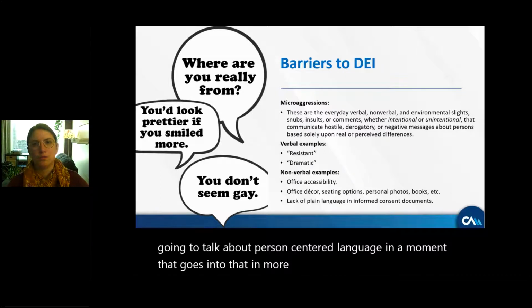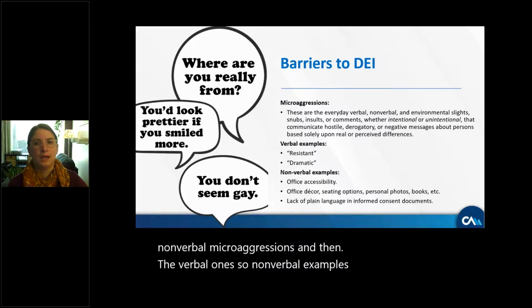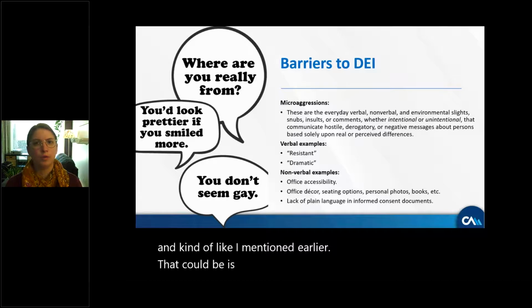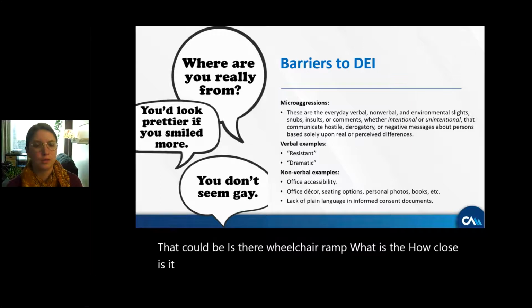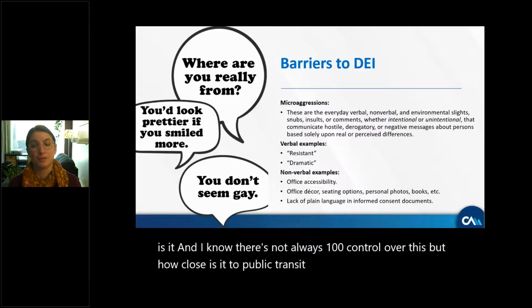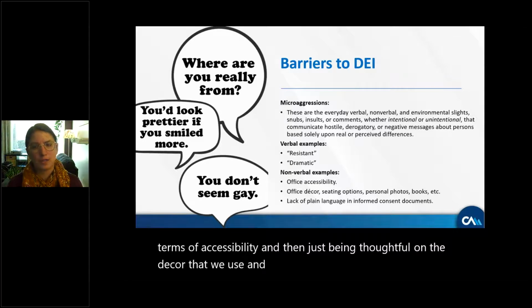But it's those kind of nonverbal microaggressions and then the verbal ones. So nonverbal examples: office accessibility, and like I'd mentioned earlier, that could be, is there a wheelchair ramp? How close is it? And I know there's not always 100% control over this, but how close is it to public transit? There are different dynamics in terms of accessibility. And then just being thoughtful about the decor that we use, and how are the seating options? Is it equitable and inclusive seating?